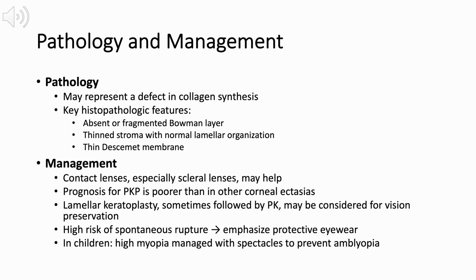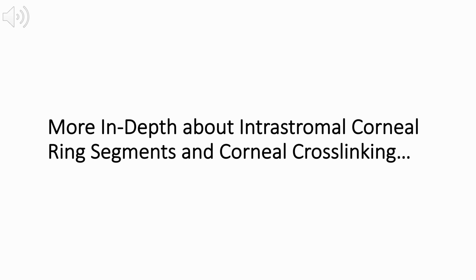Because patients are at high risk for spontaneous rupture, protective eyewear should be strongly emphasized. In children, high myopia associated with keratoglobus should be managed with spectacles to reduce the risk of amblyopia and optimize visual development. Now that we've finished our overview of ectatic disorders, we are going to finish this chapter by learning about two procedures used in the management of keratoconus and related conditions: intrastromal corneal ring segments and corneal cross-linking.